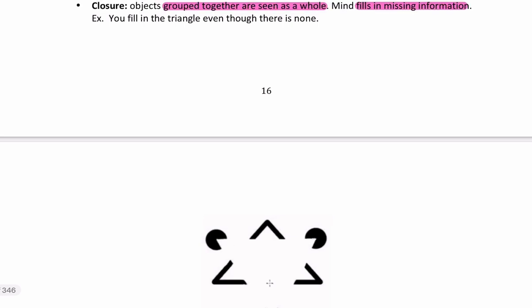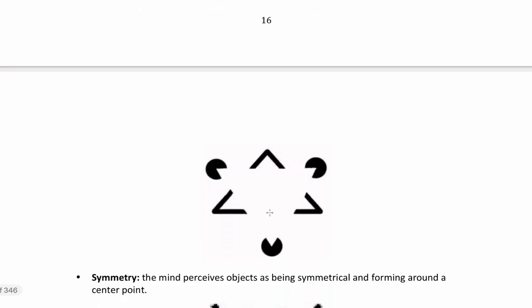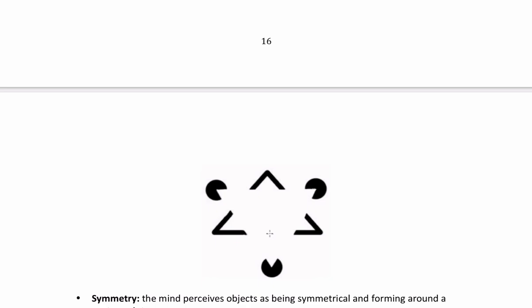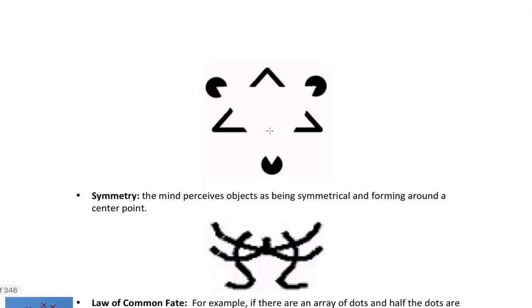Next is closure. Objects are grouped together and are seen as a whole. Our mind fills in the missing information. For example, in this image, our mind is automatically filling in the triangle that's missing because we're seeing everything as a whole. Because of the principle of closure, we see that triangle, although it's not there. Our brain fills it in.